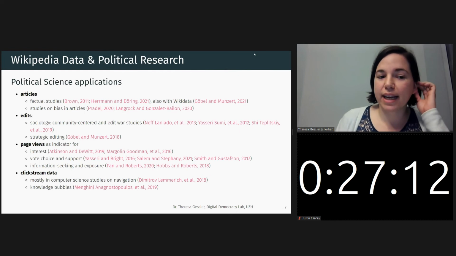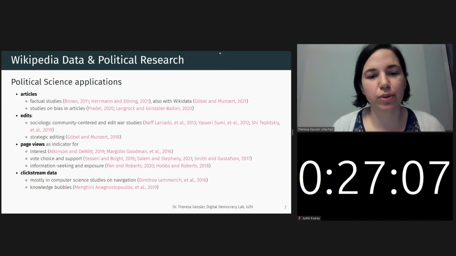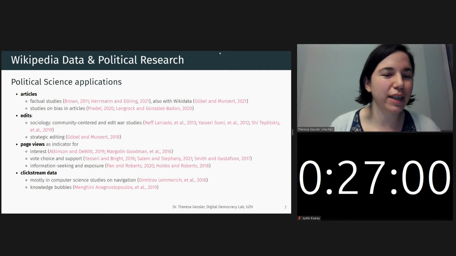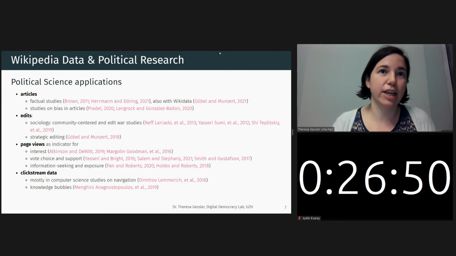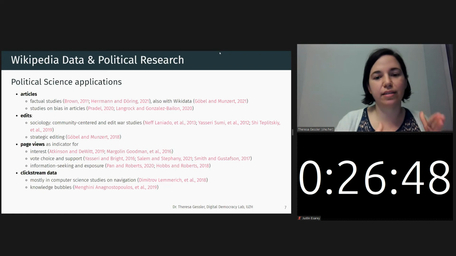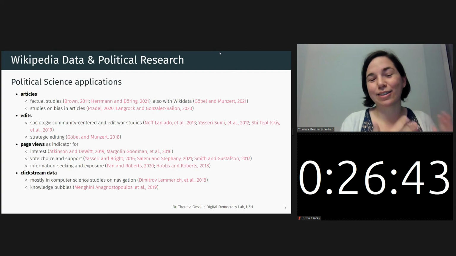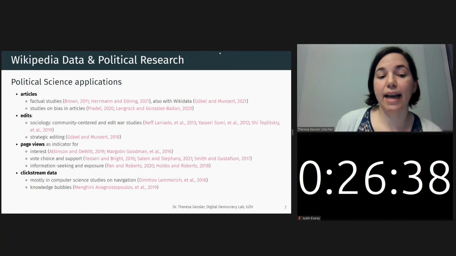The fourth type of data, clickstream or navigation data, has so far been mostly used in computer science studies that really focus on how people navigate web pages. In political science, there's not really any applications. There are a few that relate to political science topics, for example, how knowledge bubbles might shape political polarization by steering people from one article to another article that leans to the same side of a policy issue. However, this type of data is really underused so far.